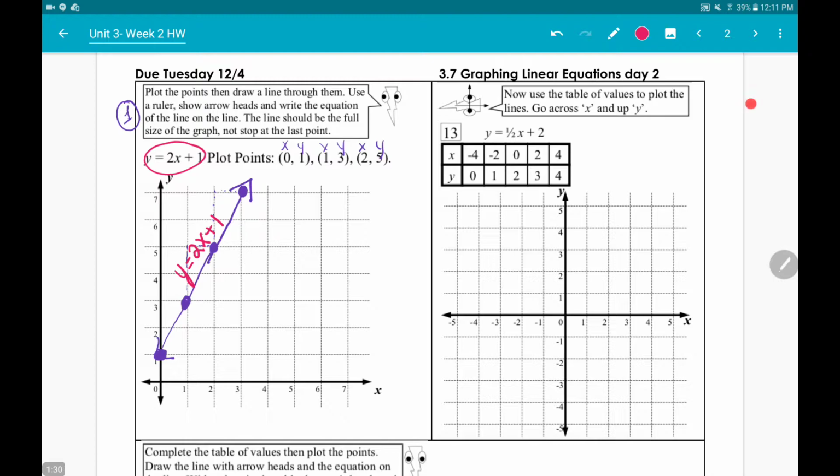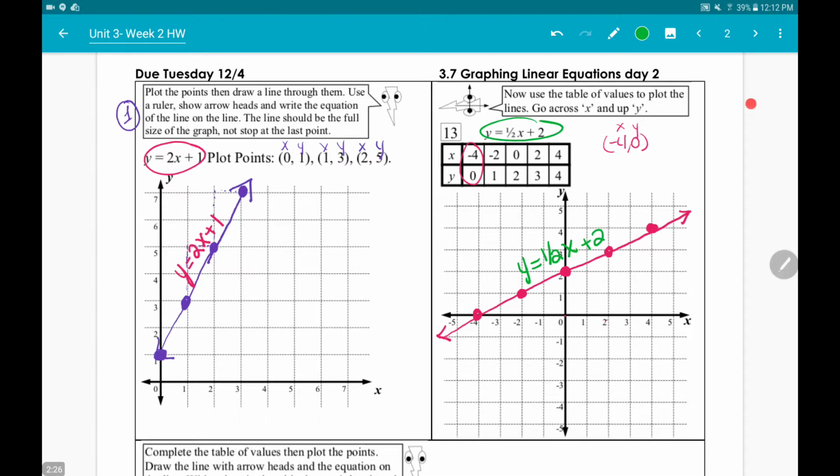Okay, let's try that again. So on this one, I have this as a coordinate. It's the same thing as saying -4, 0. Okay, so -4 on my x, and then 0 is my y. -2, 1. 0, 2. 2, 3, and 4, 4. Okay, I'm going to go ahead and connect. And put my arrows, and then don't forget to label. And again, I got that equation from here.